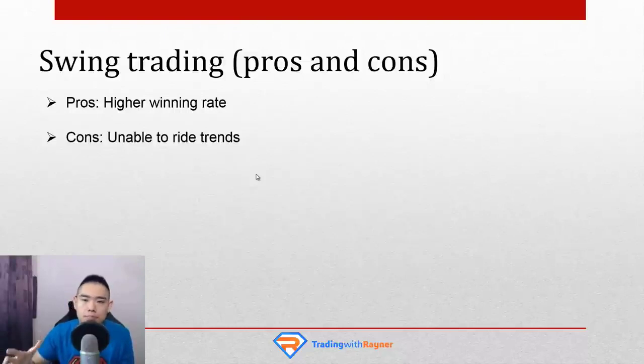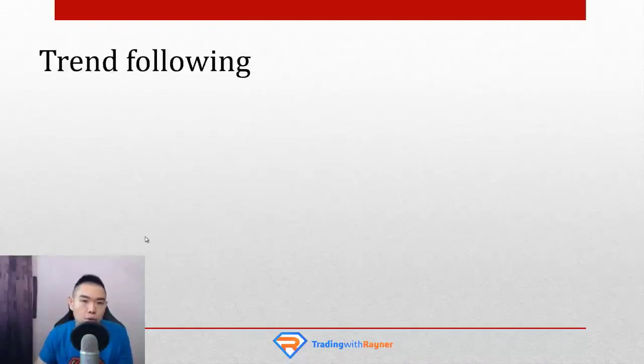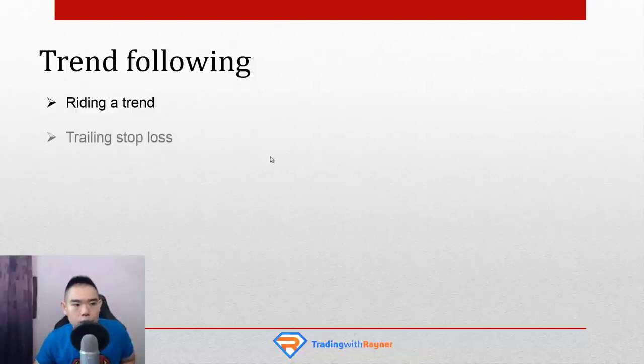Okay, so this brings us to the next type of trading, which is trend following. And this is for you if you want to ride trends in the market. So what is trend following? In essence, it's trying to ride a trend. It's different from swing trading, where you're just capturing one move. Riding a trend is trying to capture the meat of the trend, to ride the waves as it continues to go higher. And to do that, you will use a trailing stop loss.